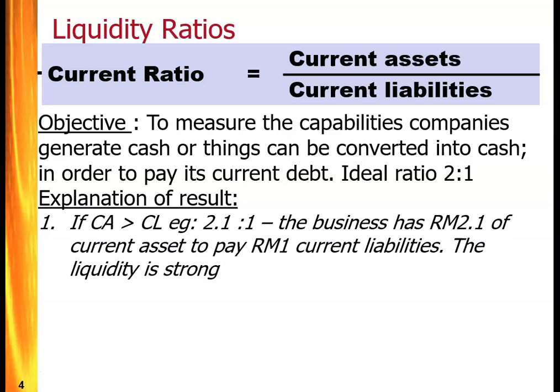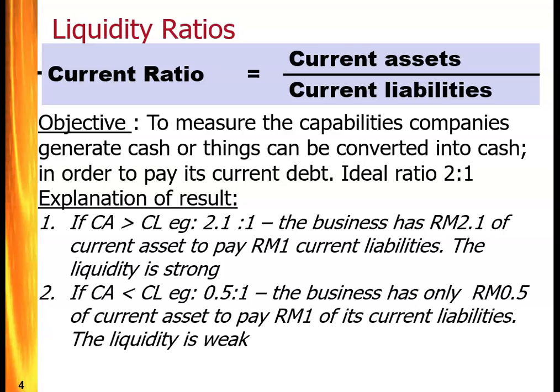So when you calculate the current ratio, if the current asset is more than the current liability, for example, the result shows 2.1 to 1. The explanation of the result is that the business has 2 ringgit and 10 cents of current asset to pay 1 ringgit of current liabilities. So that means the liquidity of the business is strong.